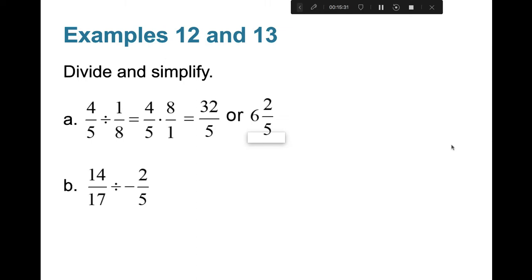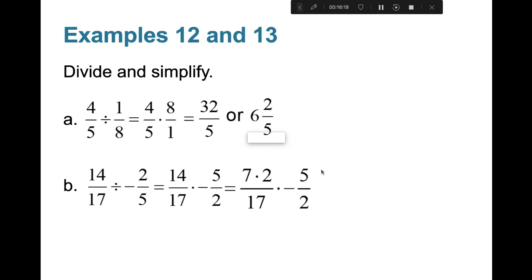The next one is 14 over 17 divided by a negative 2/5. Flip the 2/5. Make sure you don't lose that negative. Keep that negative there. Is there anything I can cross cancel in this one to make my multiplication easier? The 14 and the 2.